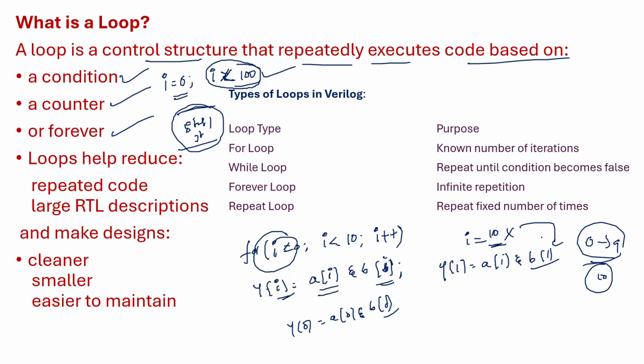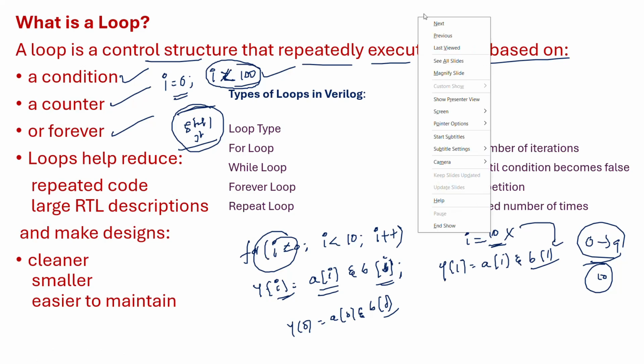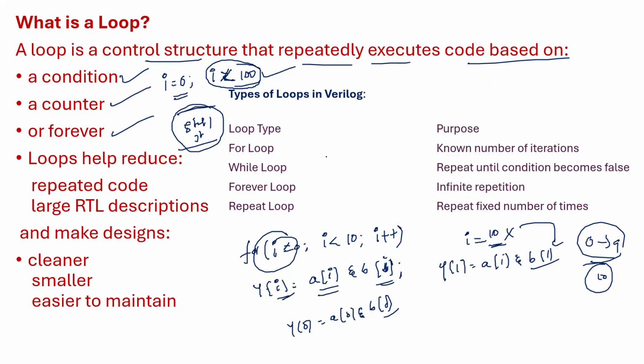Why do we go for the for loop? If you want to know how many times it is repeating, if you know the number of iterations, then go for the for loop.